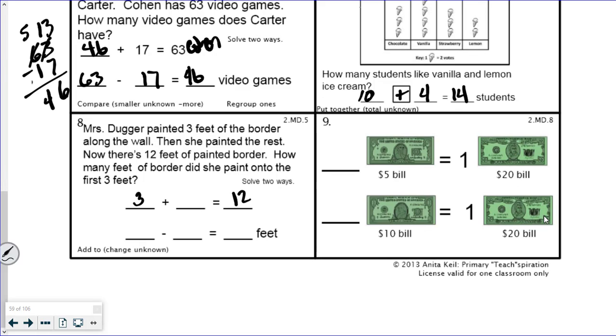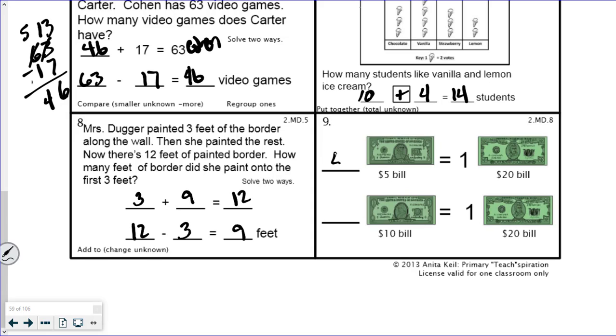Number 8, this one about Mrs. Duggar. So we know she painted 3 feet, and she ended up with 12 because she painted the rest. So we got to figure out the difference between 12 and 3 to figure out how much more she painted. Okay, and so then we're just going to solve this one. 12 minus 3 equals 9, because we don't need to rewrite that. So that means she painted 9 feet of border.